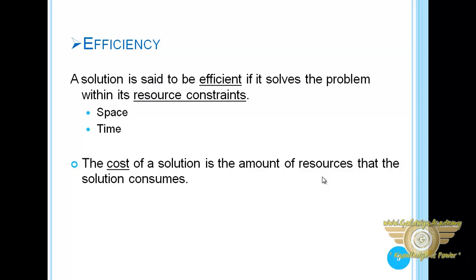Now let us talk about efficiency of data structures. A solution is said to be efficient if it solves the problem within its resource constraints. That is, a solution is said to be efficient if it meets the space constraint and the time constraint. The cost of a solution is the amount of resources that the solution consumes.